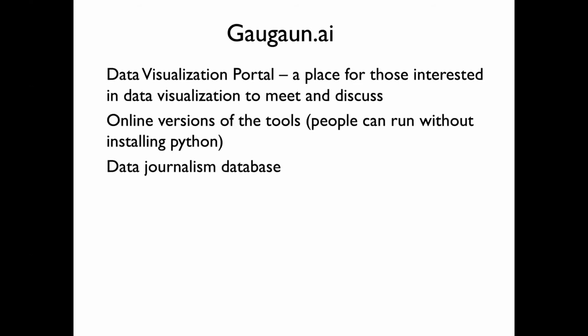So we want the ability to do some of this analysis for people who, for example, can't install Python and can't use Python. And then we want the data journalism database, both as a download, an API, and just searchable via the web for the website. So this is a project for the web dev people, for the full stack people.